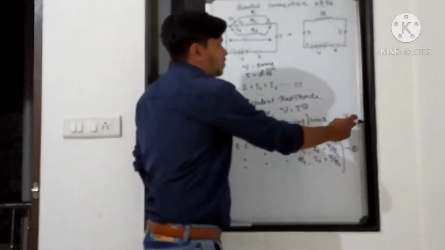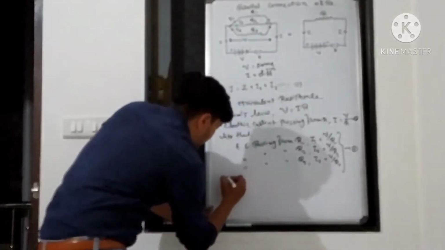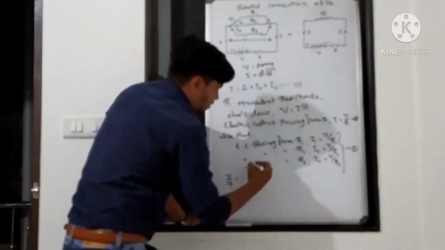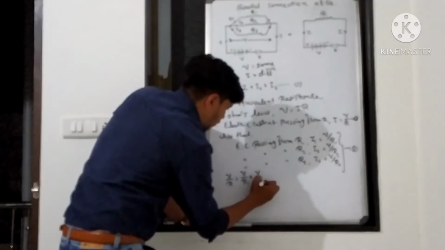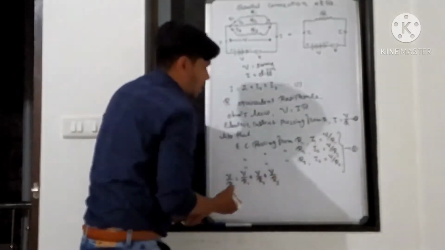Now put the values of equations 2 and 3 in 1. Instead of I, I am just putting V by R. Instead of I1, there is V upon R1. Instead of I2, V upon R2. And for I3, it is V upon R3.